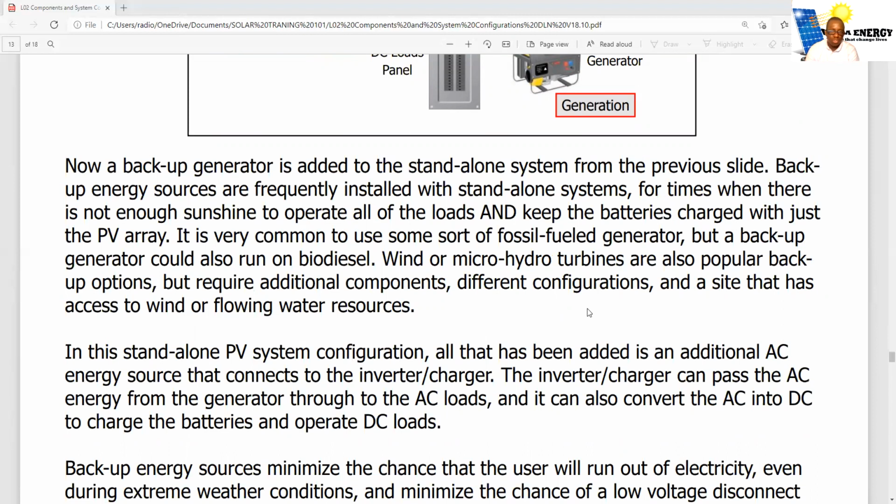It is very common to use some sort of fossil fuel generator, but a backup generator could also run on biofuels, biodiesel, wind, or a micro hydro turbine. So you can also have wind or micro hydro turbines. We will talk about these in further detail. Turbines are also popular backup power options, but require additional components and different configurations at a site that has access to wind or flowing water resources.